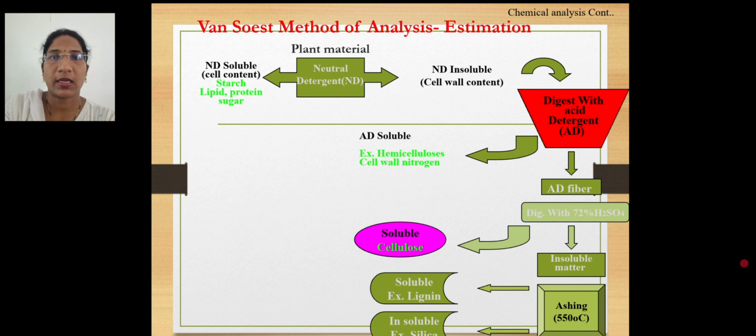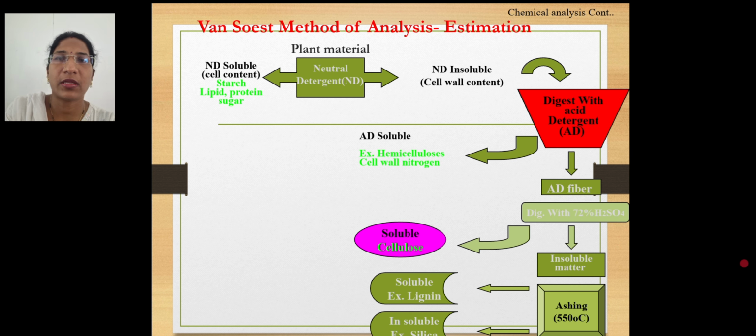Whenever we use the second method, that is the Van Soest method of analysis or estimation, it is explained diagrammatically. You have seen clearly how this Van Soest method analyzes the nutritive value of a feed and fodder. Firstly, you take the neutral detergent soluble cell content, which contains starch, lipid, protein and sugar.